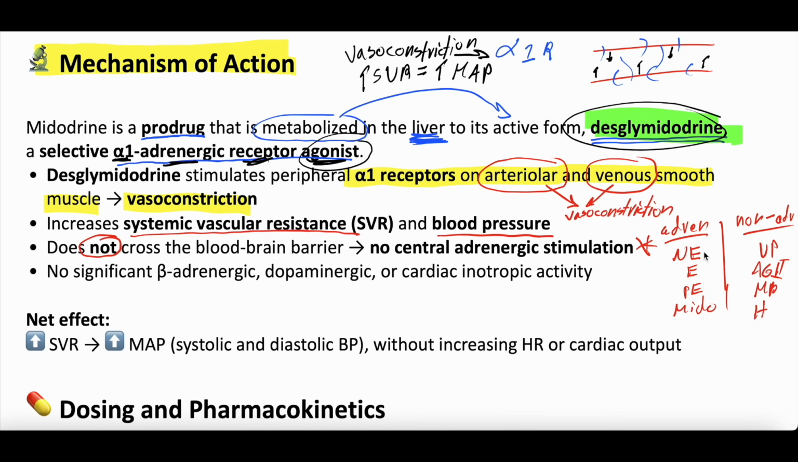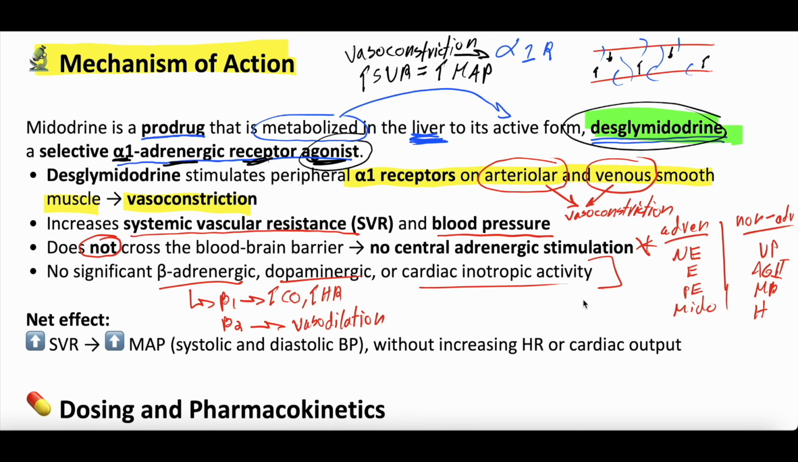But midodrine is a catecholaminergic or adrenergic-based oral vasopressor. It does not have any significant beta adrenergic effects, right? There's beta 1 and beta 2 receptors as well. Beta 1 typically increases cardiac output and can increase heart rate, whereas beta 2 typically causes vasodilation. Beta 1 receptor effects are present with epinephrine and norepinephrine, but midodrine does not have these effects. It also has no dopaminergic effects or cardiac inotropic effects, so it does not directly affect the heart. It indirectly affects the heart, which we'll talk more about, but it does not directly affect the heart.